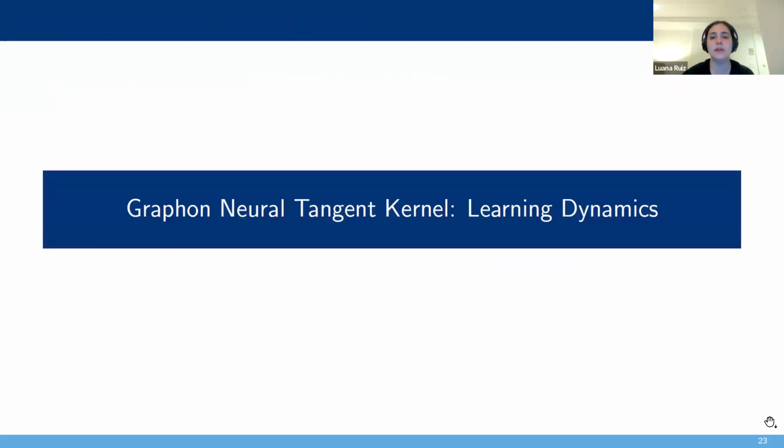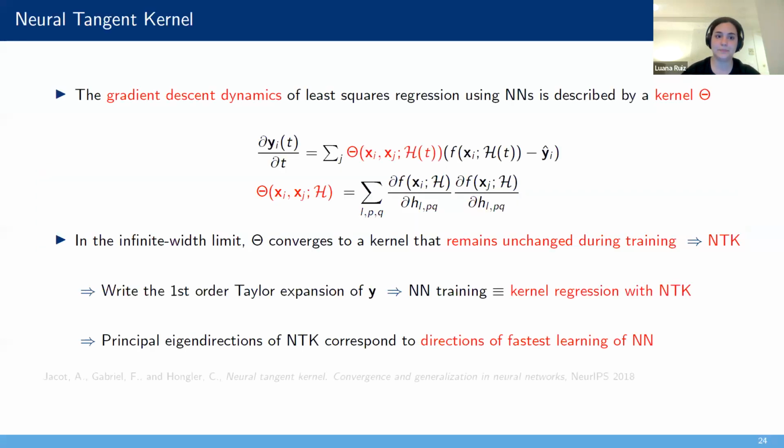So I'm going to skip this other example so that I can conclude by talking about the second extension that we obtained from this work by analyzing convergence of graph sequences to graphons, which is the graphon neural tangent kernel. So to give you a bit of background, the neural tangent kernel is a kernel that arises when we look at the gradient descent dynamics of least squares regression using neural networks.